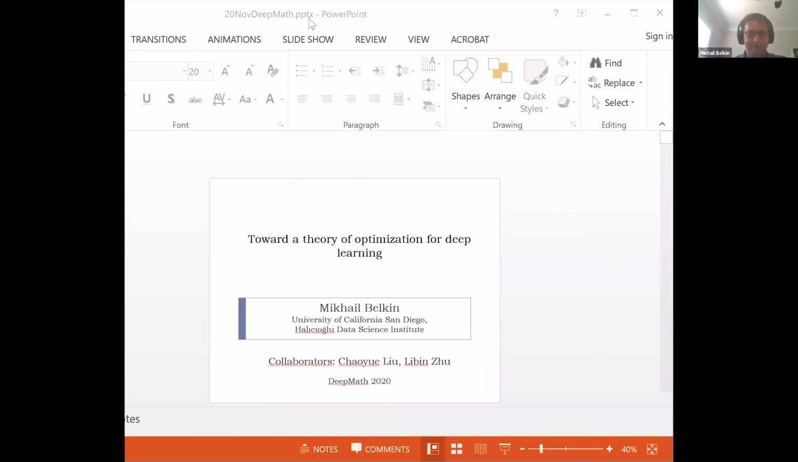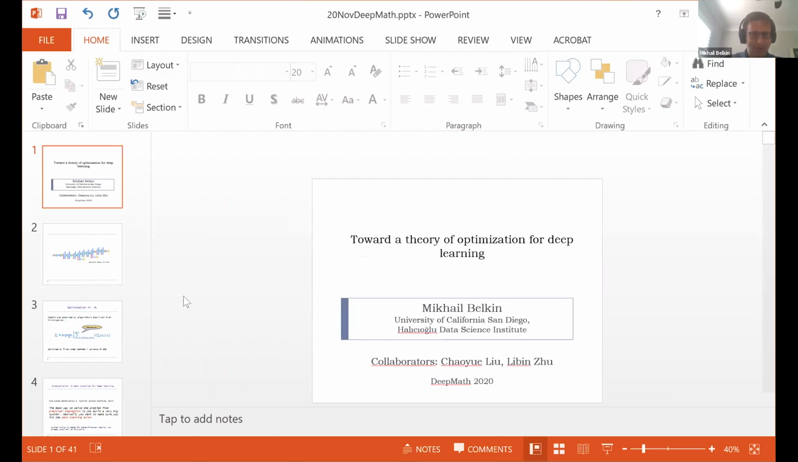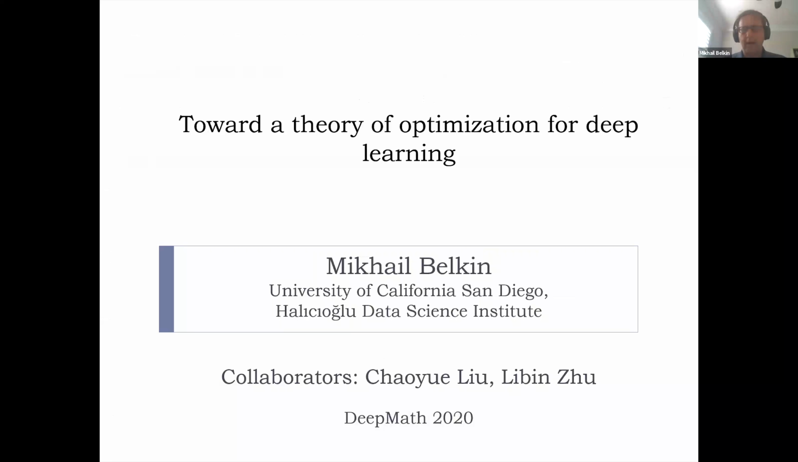I really enjoyed the talks, and I would like to discuss something which I think is very much in this line of trying to understand the deep learning point of view. What I'm going to present is joint work with my student Xiaoye Liu and Li Binju, who both, I think, did exceptional work on this, really pushed this and explained a lot of things to me.